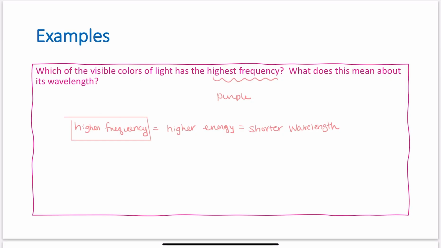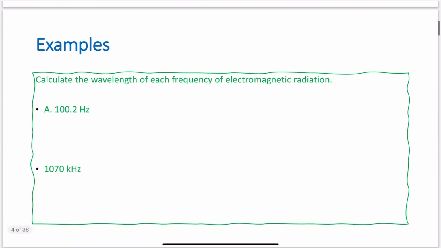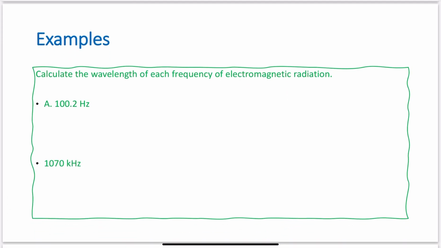So again, it's really asking about this to this. I'm just including the energy in there just so that we remember that and are on the same page. Next up, calculate the wavelength of each frequency of electromagnetic radiation. Okay. Again, I know lambda is equal to my speed of light over my frequency. So I want the wavelength.